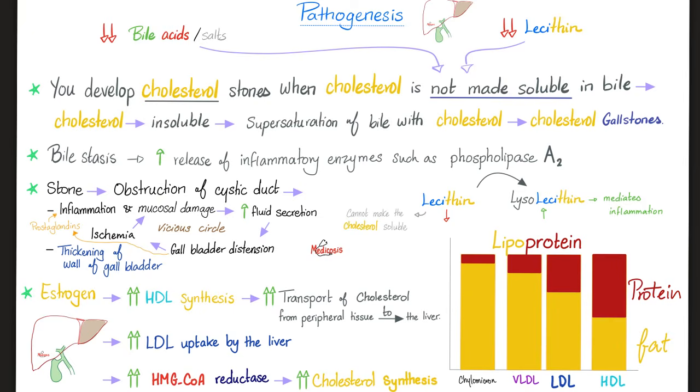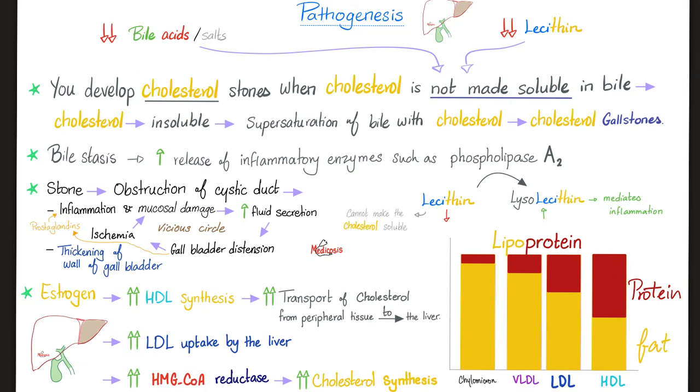Pathogenesis of cholecystitis. Number 1, you have problems with your bile acids, bile salts, and with lecithin. That's why your cholesterol is less soluble in the bile. Cholesterol becomes insoluble, precipitates, supersaturates, becomes cholesterol gallstones. This is number 1. Number 2, if you have bile stasis, let's say your gallbladder is weak, biliary dyskinesia. Let's say you have too much sludge. There is too much stasis.